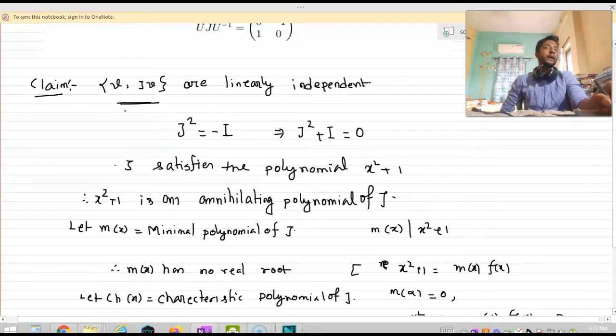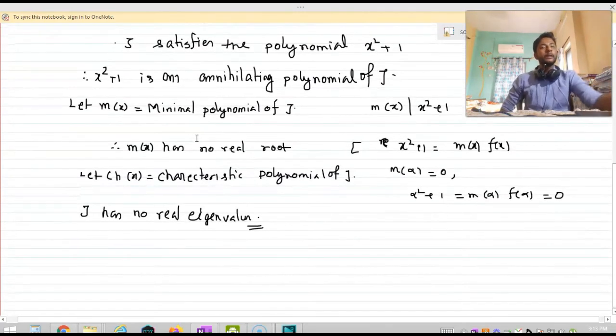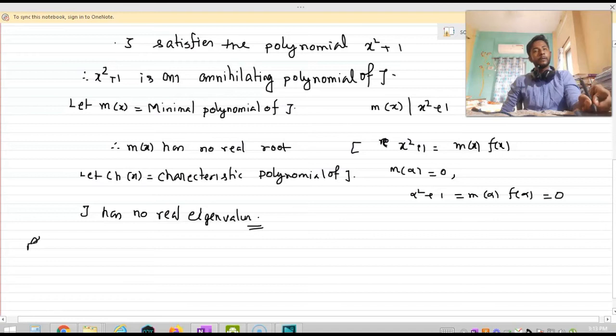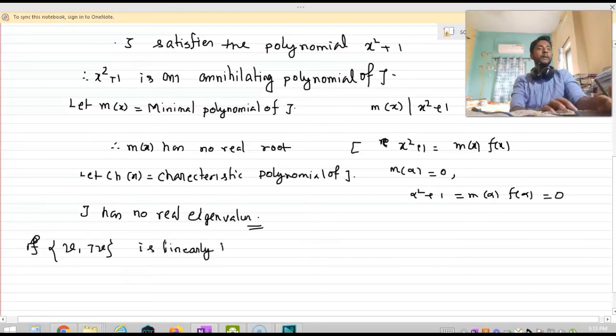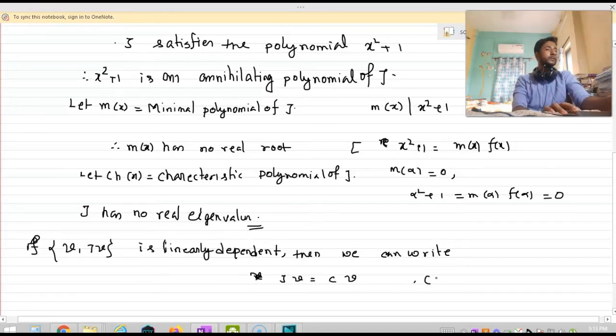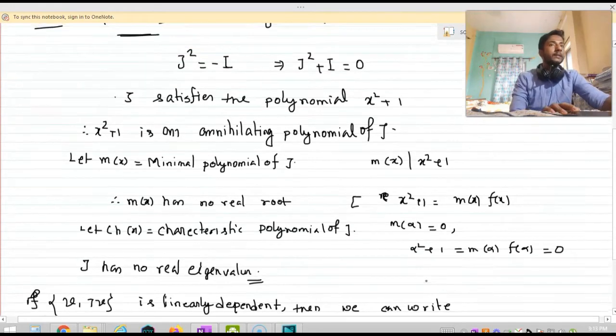Now we claim that V and JV are linearly independent. If V, JV are linearly dependent, then we can write JV equal to some scalar c into V, where c belongs to R.